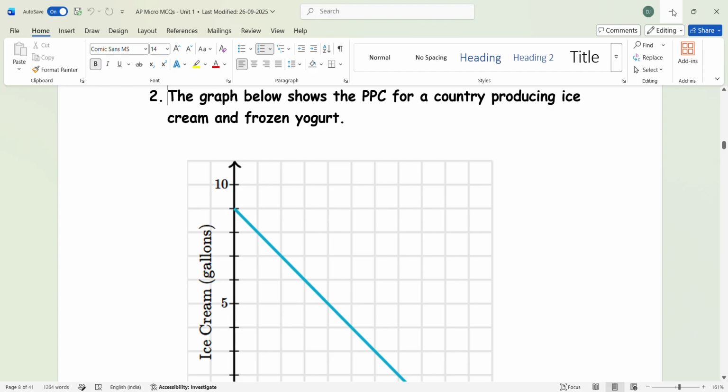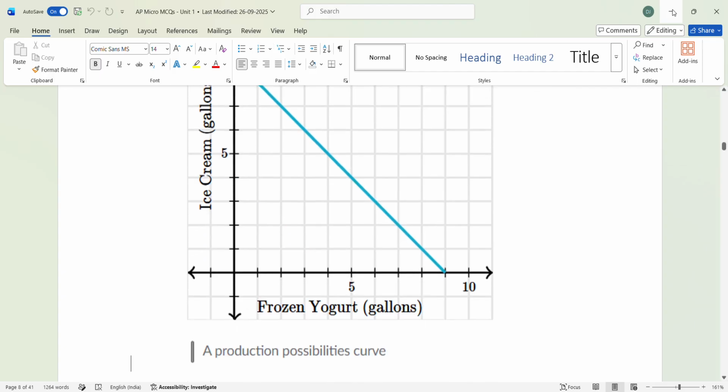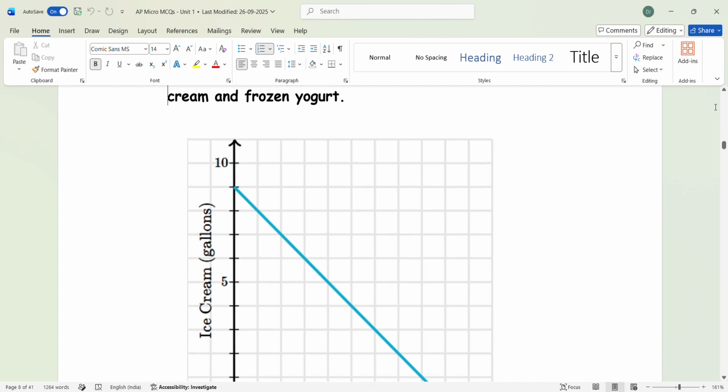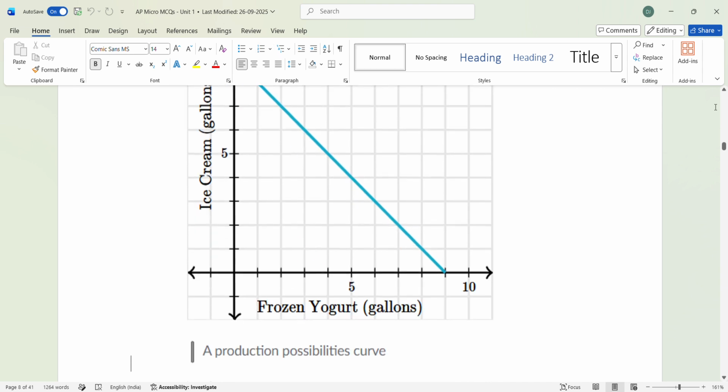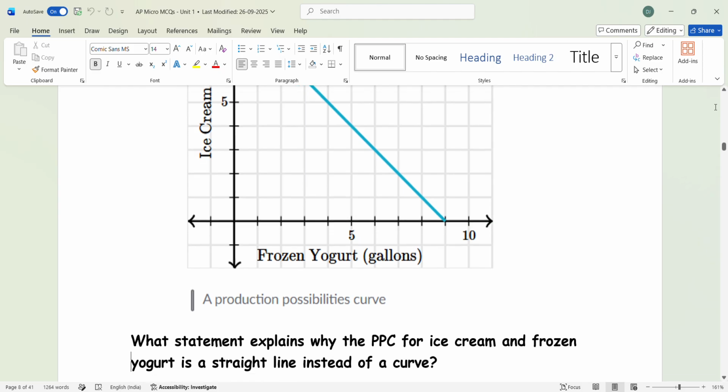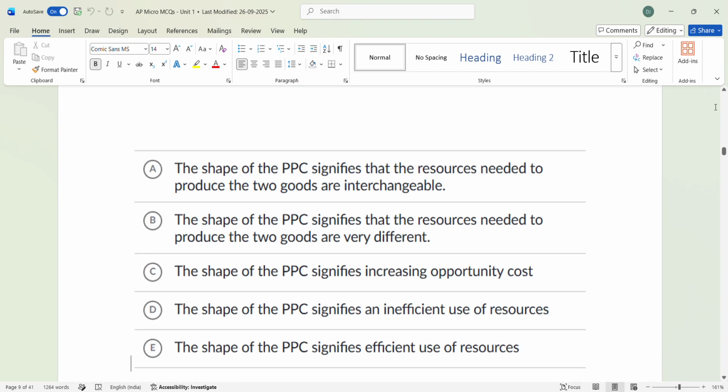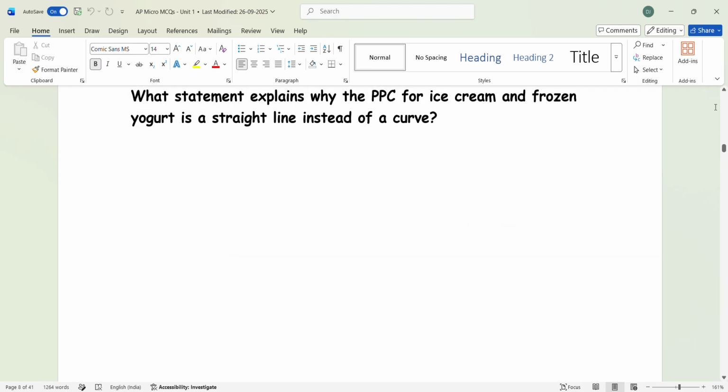This is the second one. The graph below shows the production possibility curve for a country producing ice cream and frozen yogurt. Which statement explains why the PPC for ice cream and frozen yogurt is a straight line instead of a curve?